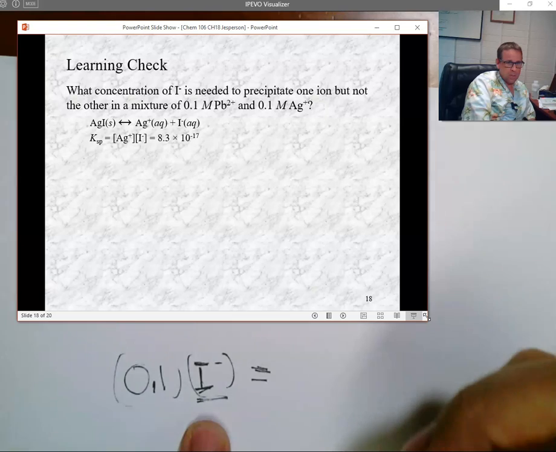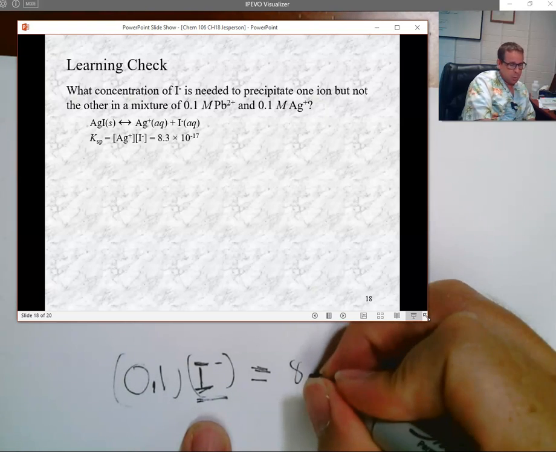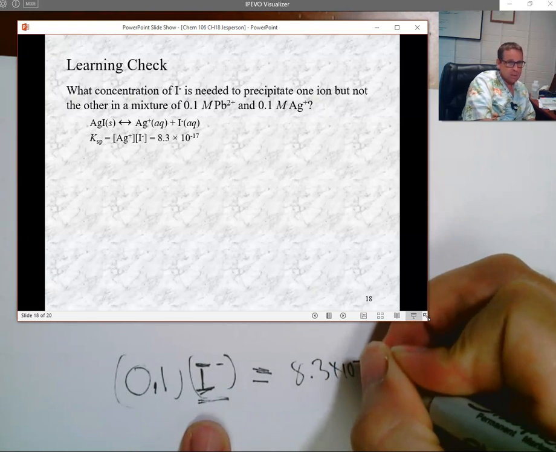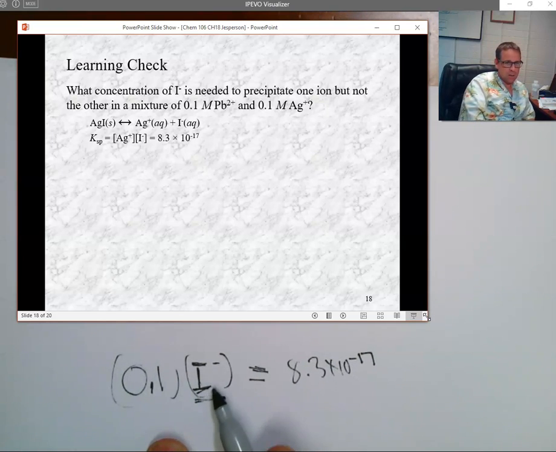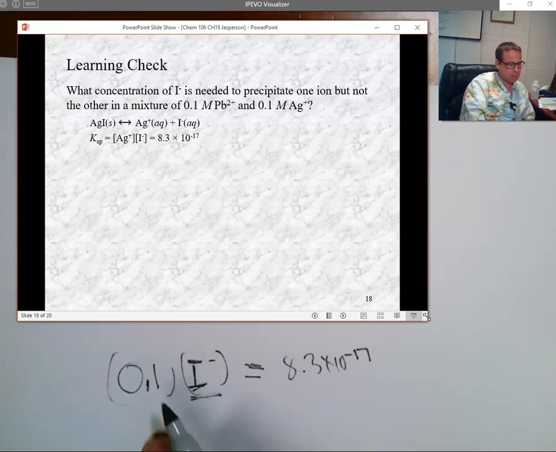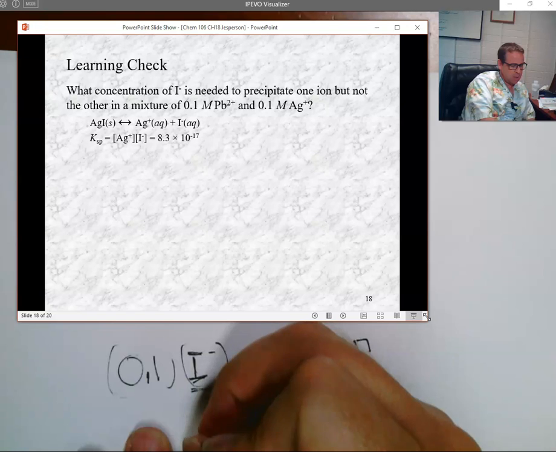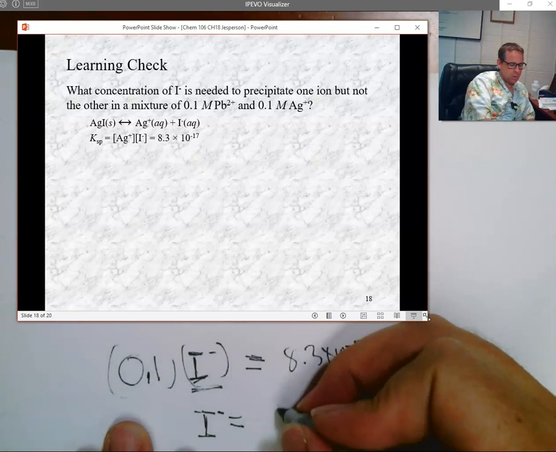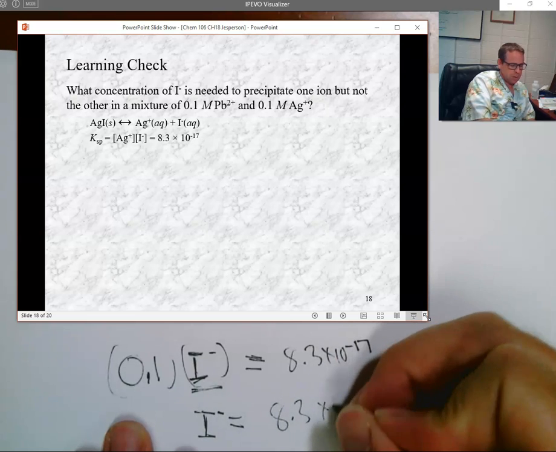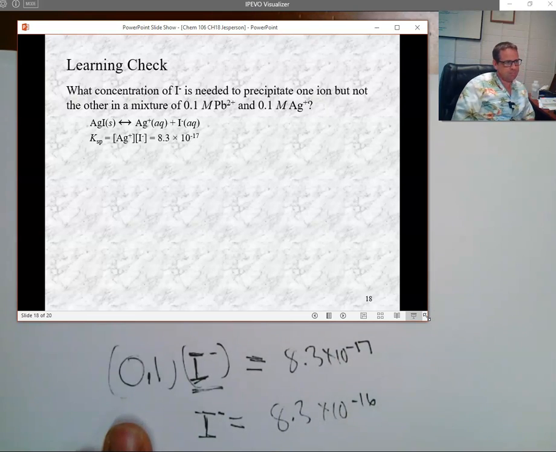That's right. So the KSP of 8.3 times 10 to the minus 17, we could solve for what our I would have to be. Dividing by 0.1 here, the iodide ion concentration would have to be 8.3 times 10 to the minus 16.